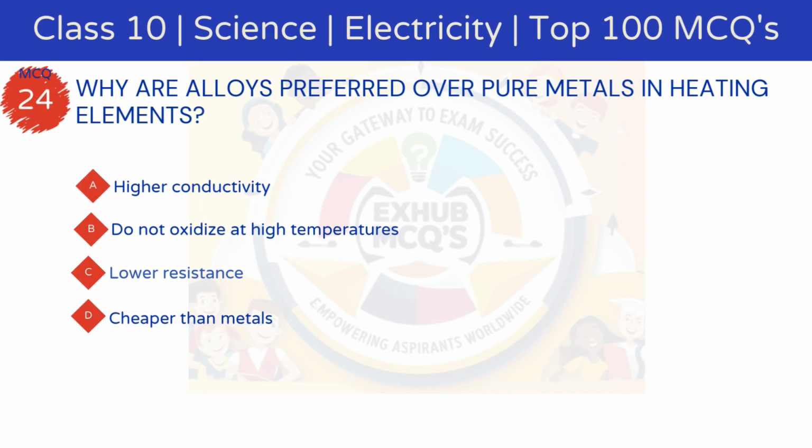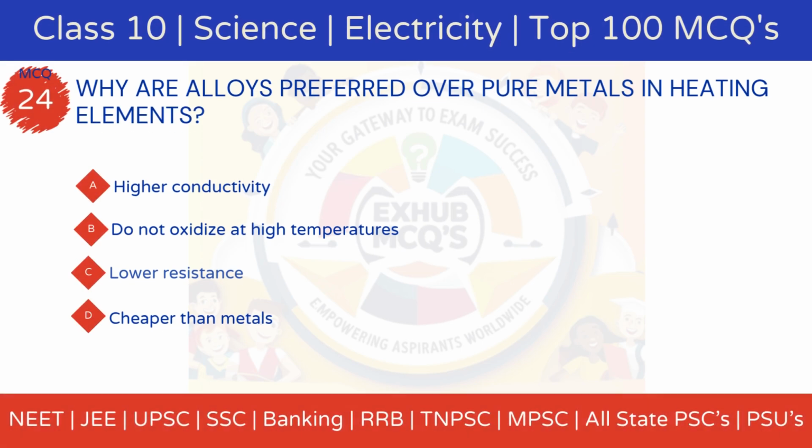MCQ 24. Why are alloys preferred over pure metals in heating elements? Option A, higher conductivity. Option B, do not oxidize at high temperatures. Option C, lower resistance. Option D, cheaper than metals.